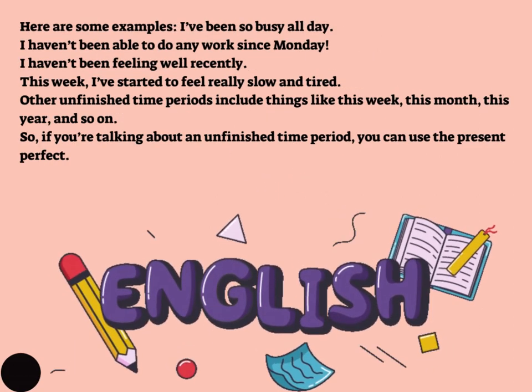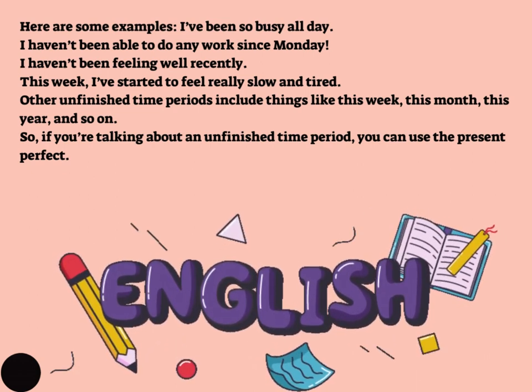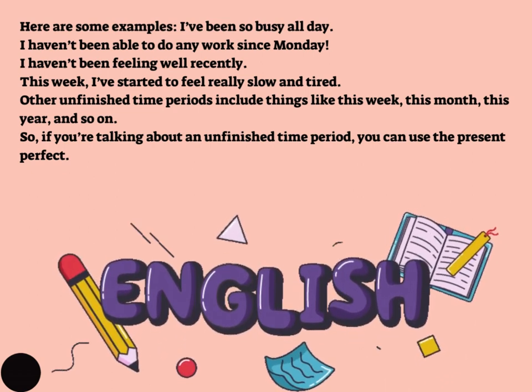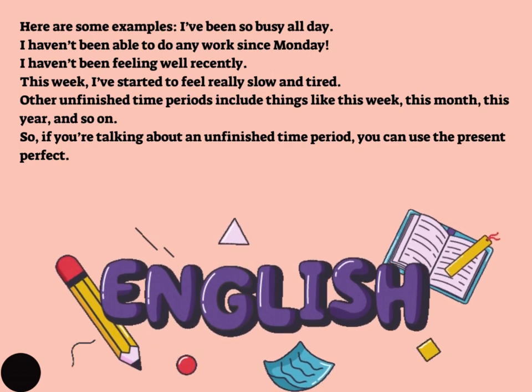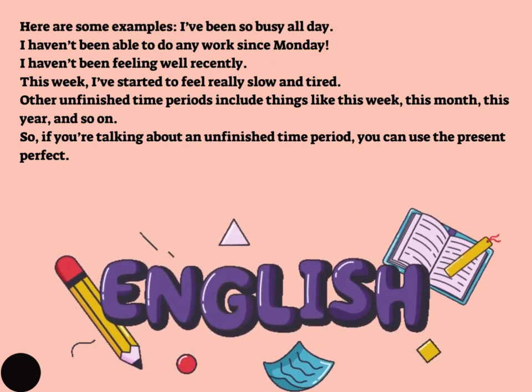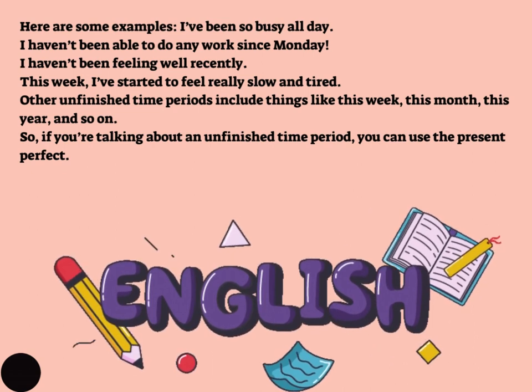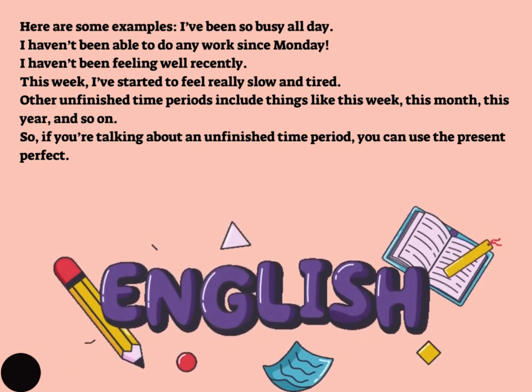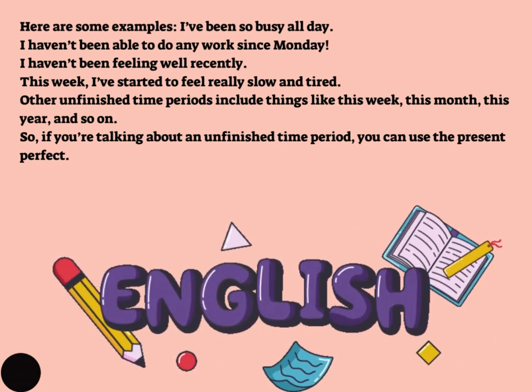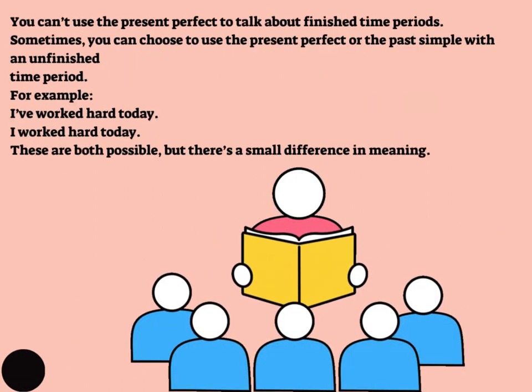Here are some examples. I've been so busy all day. I haven't been able to do any work since Monday. I haven't been feeling well recently. This week I've started to feel really slow and tired. Other unfinished time periods include things like this week, this month, this year, and so on. So, if you are talking about an unfinished time period, you can use the present perfect. You can't use the present perfect to talk about finished time periods.